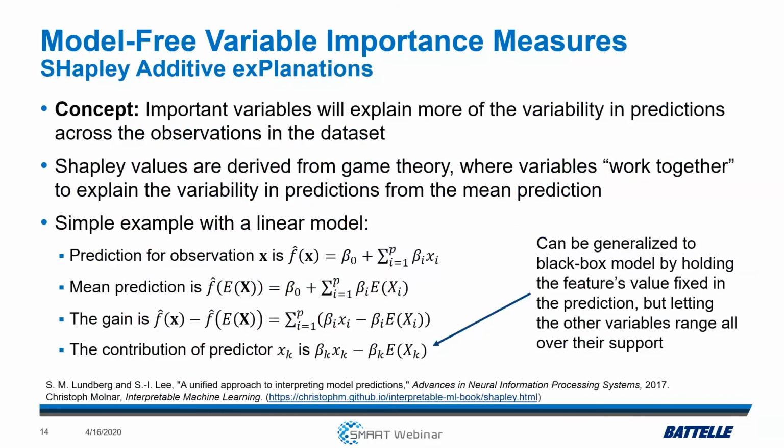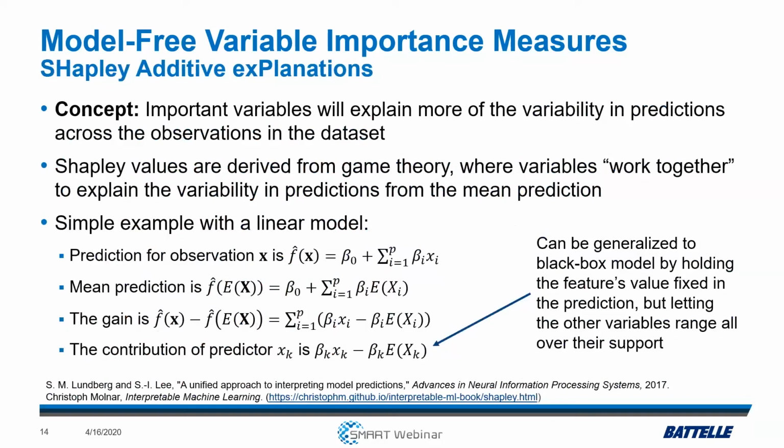All right, so the final method I'll talk about is called Shapley additive explanations or Shapley values. The idea here, I guess, came from game theory, but the concept in my mind is really similar to what it is for LIME.